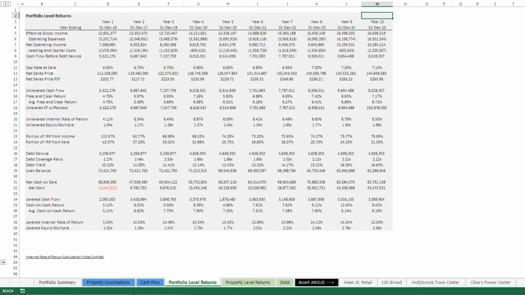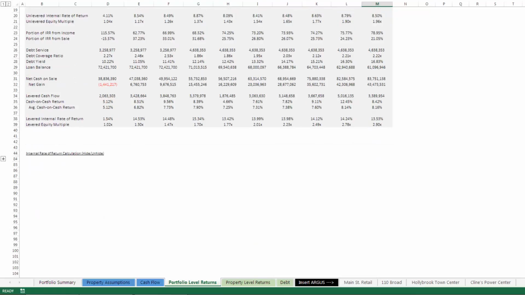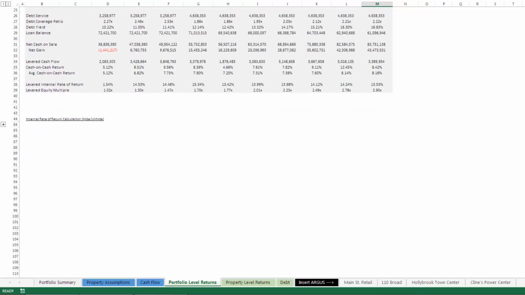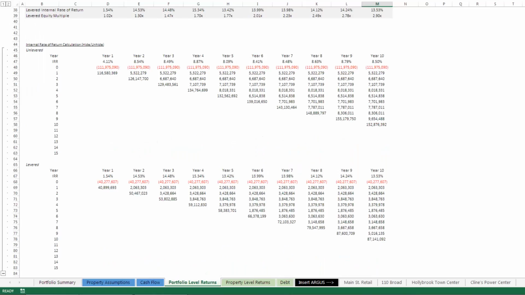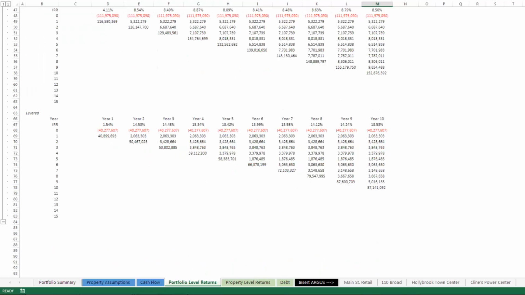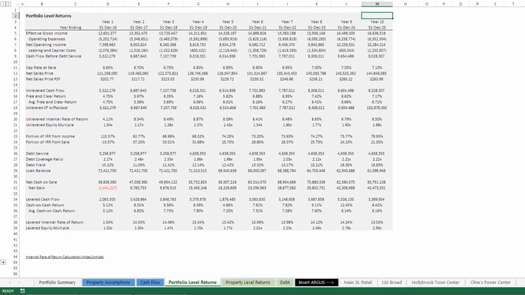But again, you can look through this, you can print this. If you're interested, down here, our internal rate of return calculations are being done here. And I hid that just to make this pretty. So this is our portfolio level.